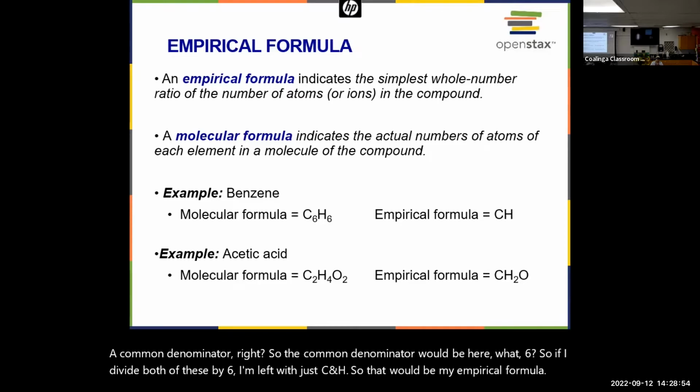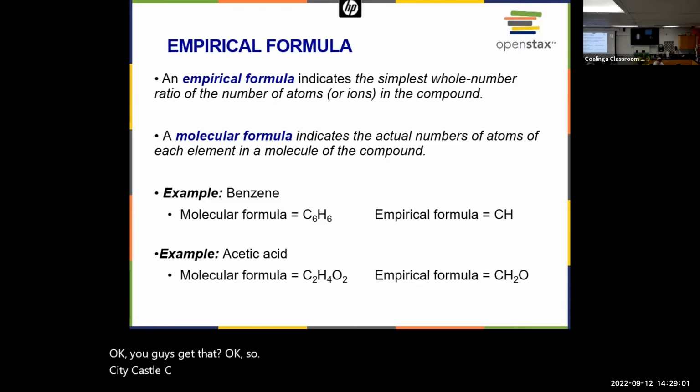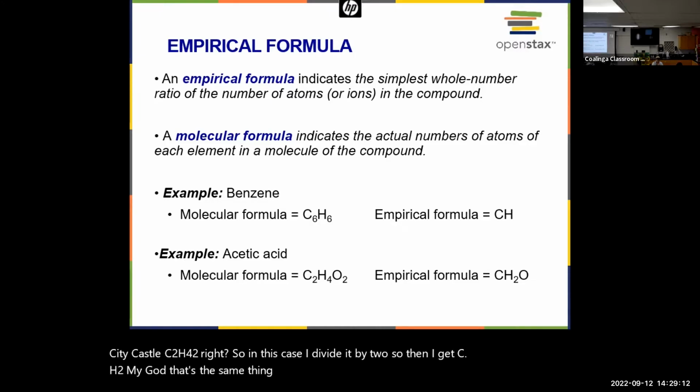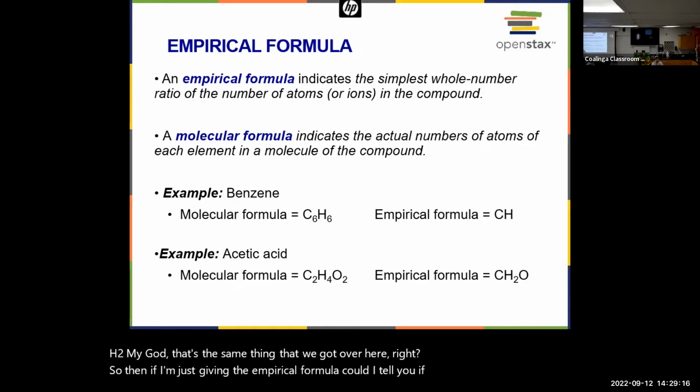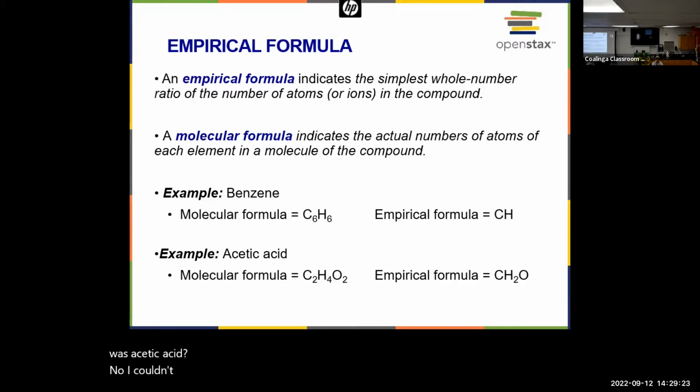Okay, do you guys get that? Okay, so acetic acid, C2H4O2, right? So in this case, I divide it by 2. Then I get CH2. Oh my God, that's the same thing that we got over here, right? So if I'm just given the empirical formula, could I tell you if it was glucose, fructose, or acetic acid? No, I couldn't, right? I need to find out more information. I would need more information to make that distinction.